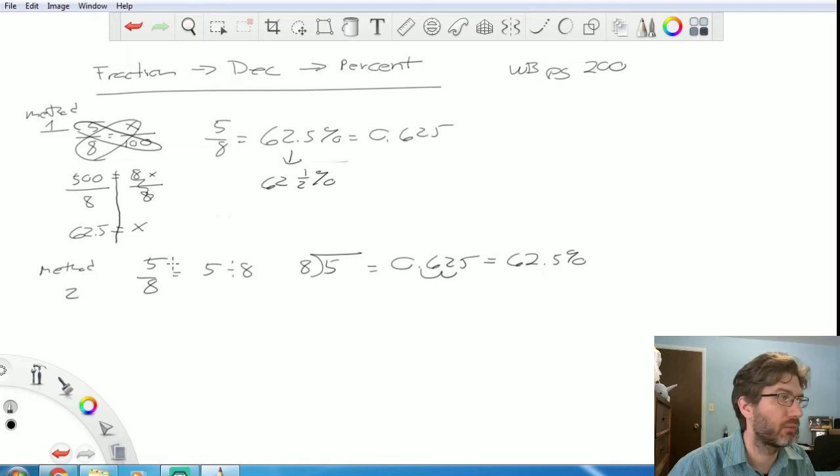Isn't it 7/8? No, it started with 5/8. I just picked a random fraction. I don't know what the book says.